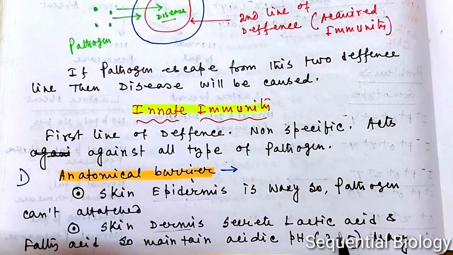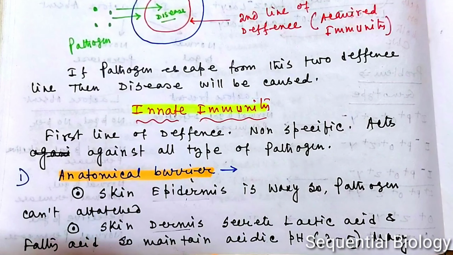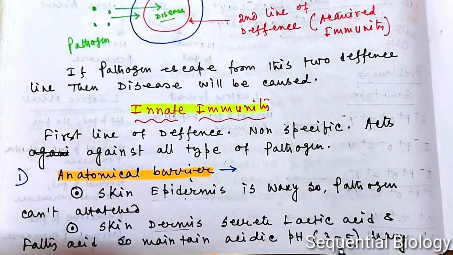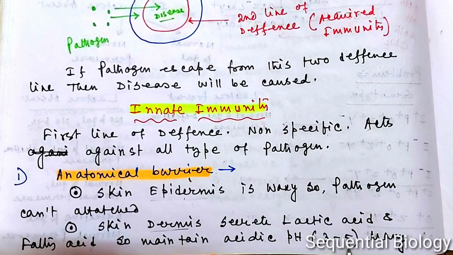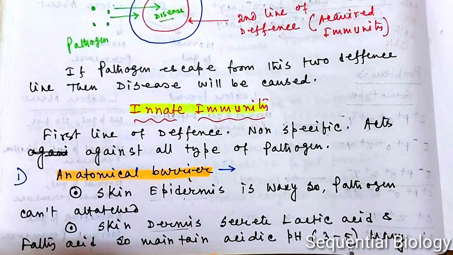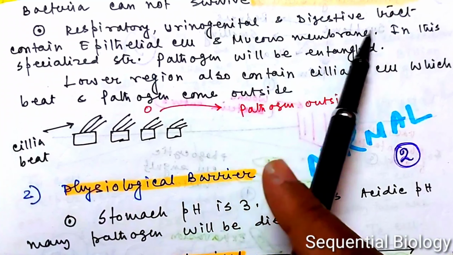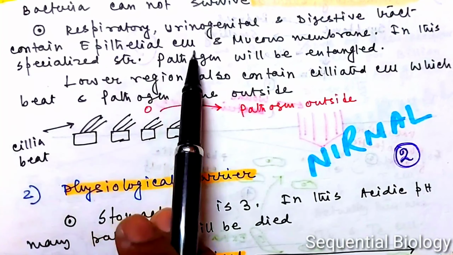These components are very important. The dermis secretes lactic acid and fatty acids, which maintain an acidic pH. The skin pH remains 3 to 5, that is, it is acidic. Since this is less than 7, the skin pH is always acidic, and many bacteria cannot survive in this acidic pH.